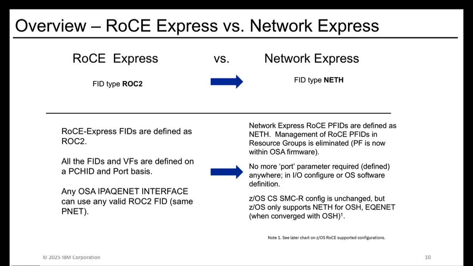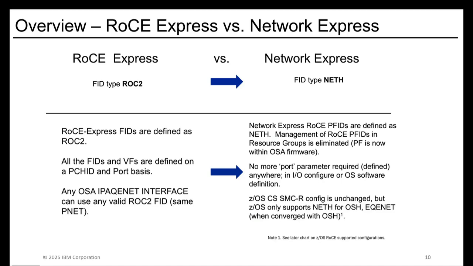z/OS Comm Server SMC-R config is unchanged. So how you configure it, look at it, looks very much the same. I point to it, but the only difference now is that because the functions are converged to a single port, when you configure your PFIDs on your interface statement, it must be the same PCHID. So in other words, for OSH, your interfaces have to be converged to the same physical port. You can't just point to another one.